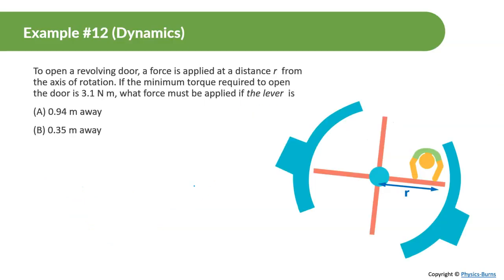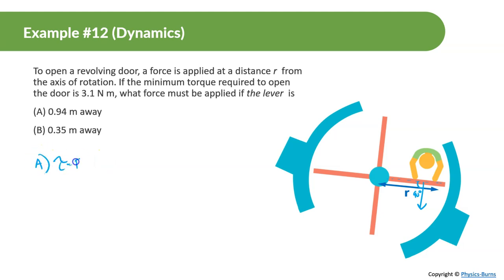All right, moving on. To open a revolving door, a force is applied at a distance r from the axis of rotation. If the minimum torque required to open the door is 3.1 Newton meters, what force must be applied if the lever arm is 0.94 meters away, and 0.35 meters away? Okay. So we're assuming that when we push on this door, it's going to be perpendicular to the axis point, meaning 90 degrees. And you could assume that many times. That being said, let's try this.